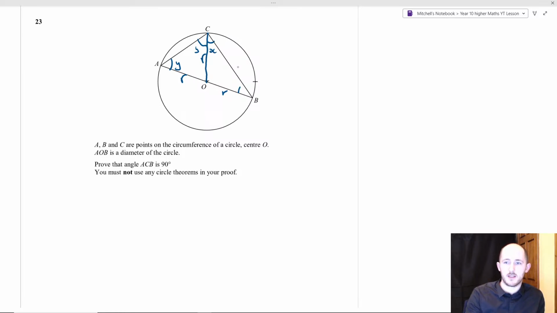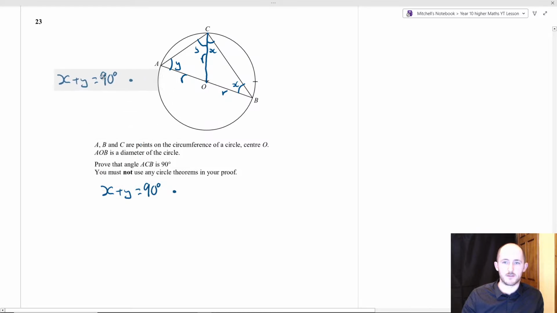So my proof is going to try and show that x plus y equals 90 degrees. That's what I'm going to try and get to, right? That's not what I'm starting with. That's what I'm trying to get to. Okay. So, what can we do to work this out?